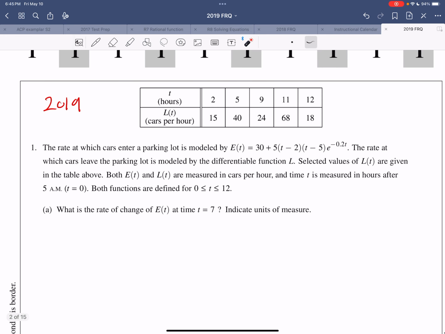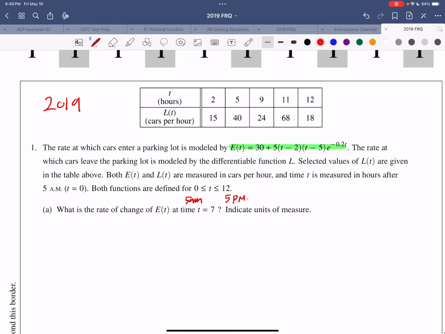The question says the rate at which cars enter the parking lot is modeled by this one, and the rate at which cars leave is modeled by this one. And t is measured in hours after 5 a.m. for both functions, modeled for 0 to 12. So 5 a.m. to after 12 hours, it's going to be 5 p.m.